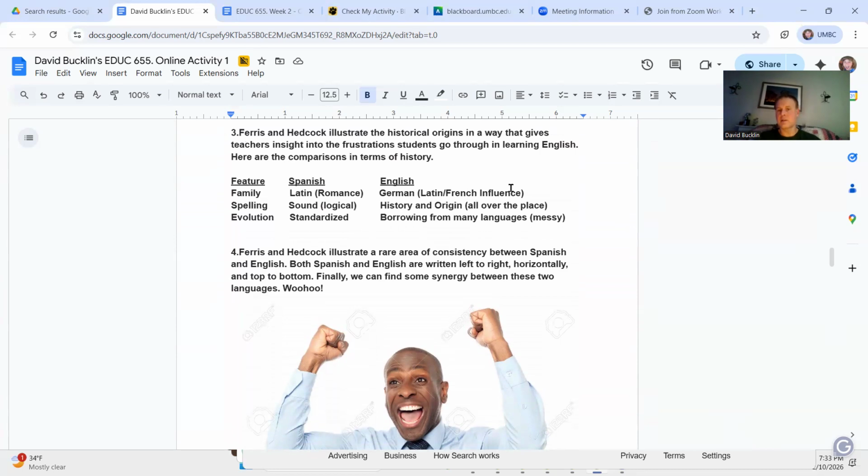Ferris and Hedgecock go on to illustrate the historical origins in a way that gives me new insight into the frustration my students must go through in terms of learning English. The family: Spanish is a Latin romance language, while English has German, Latin, and French influence. The sound in Spanish is logical, while English is based on history and origin. It's all over the place, not based on a sound-letter relationship. Spanish is standardized. English is messy, borrowed from many languages.